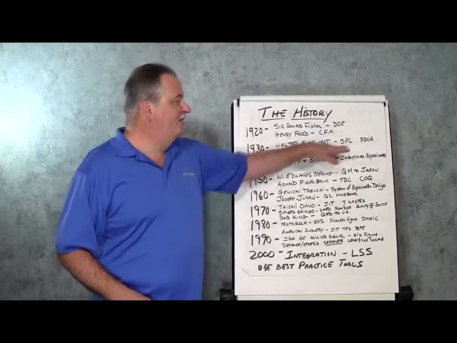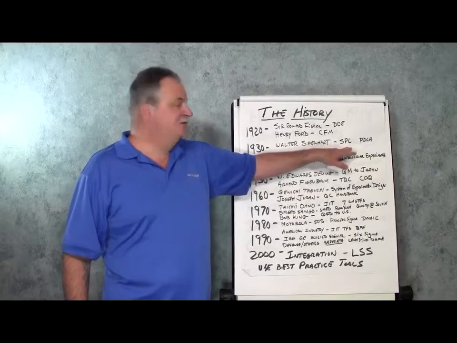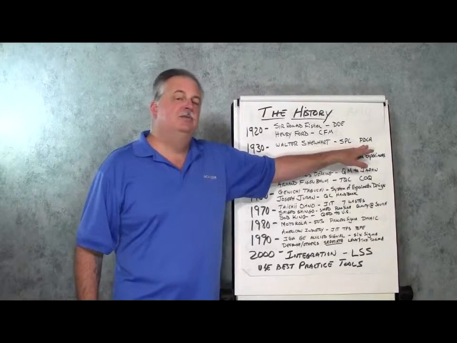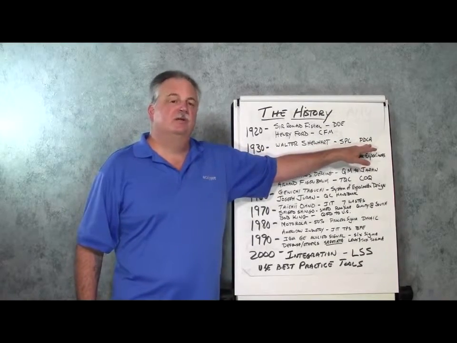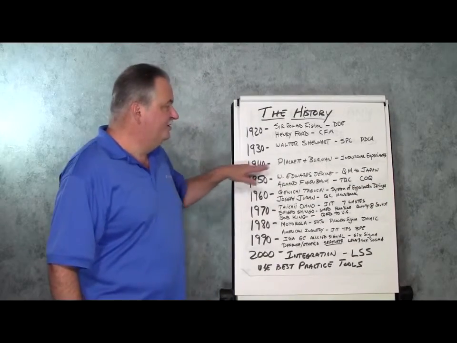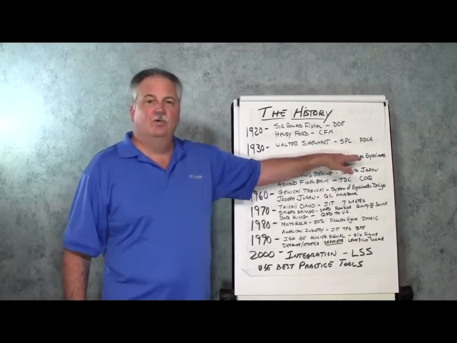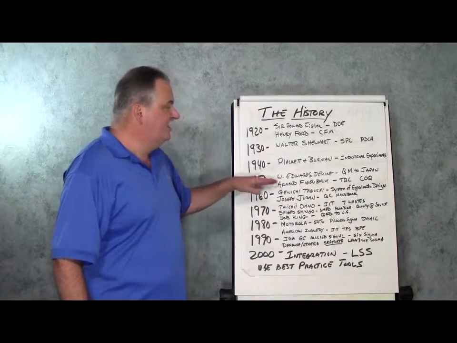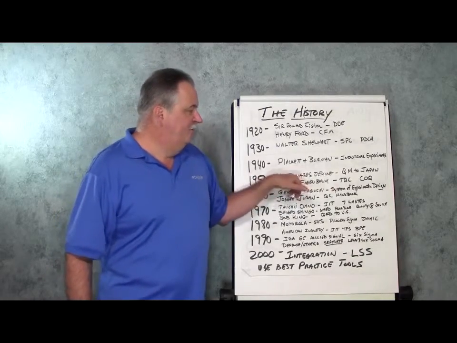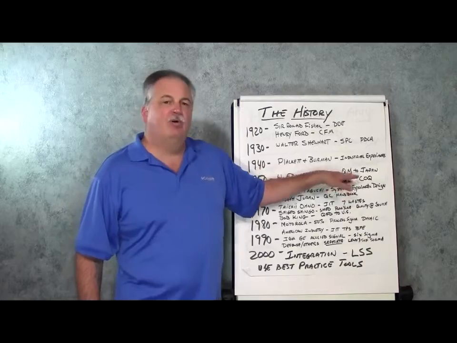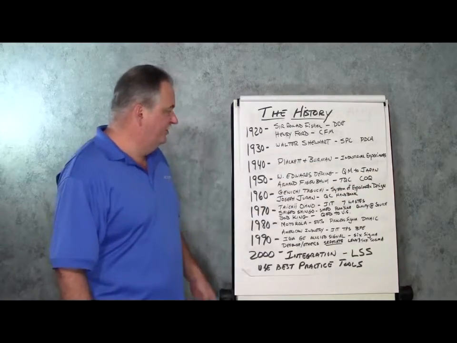In the 1930s, Walter Shewhart invents SPC, Statistical Process Control, and the Plan, Do, Check, Act continuous improvement cycle. In the 40s, Plackett and Berman helped us to get through the war with industrial experiments. In the 50s, Edwards Deming, may he rest in peace, quality management. He brought that to the Japanese after World War II.